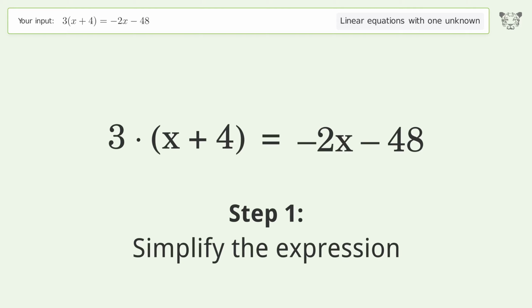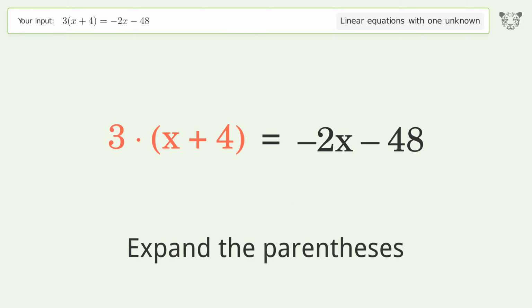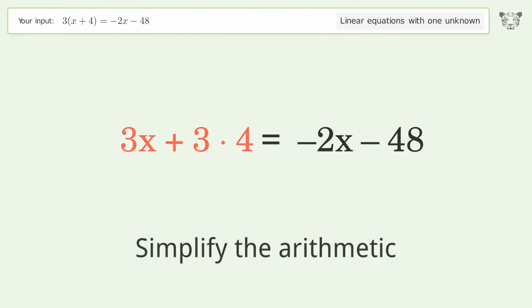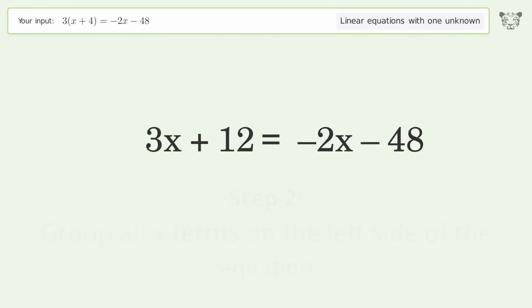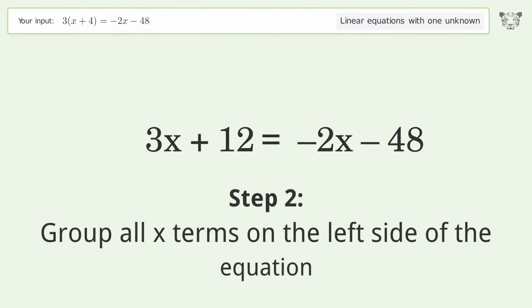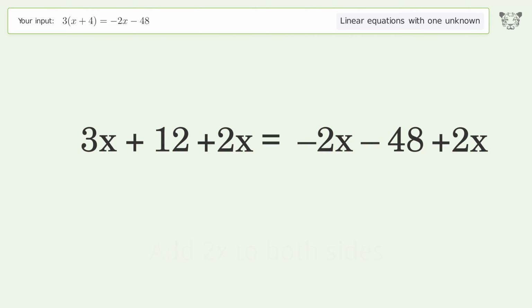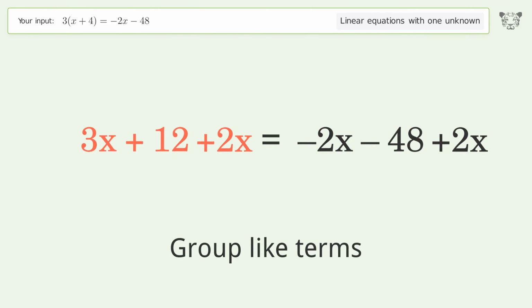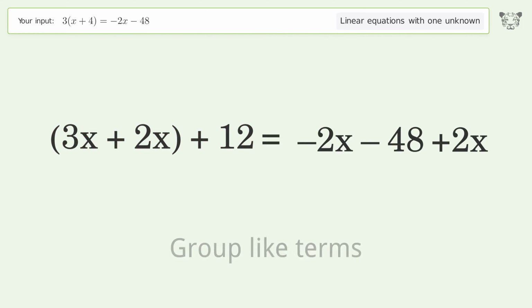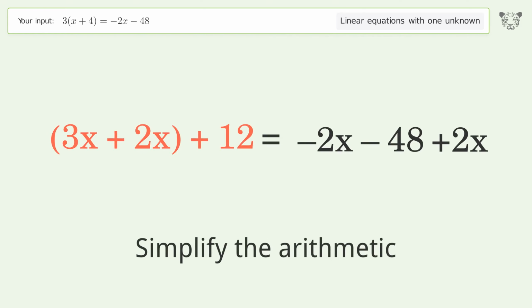Simplify the expression. Expand the parentheses. Simplify the arithmetic. Group all x terms on the left side of the equation. Add 2x to both sides. Group like terms. Simplify the arithmetic.